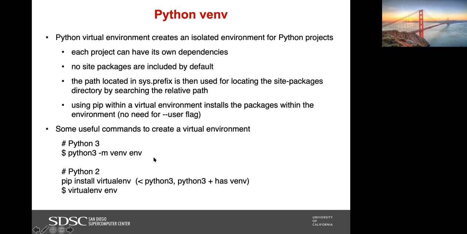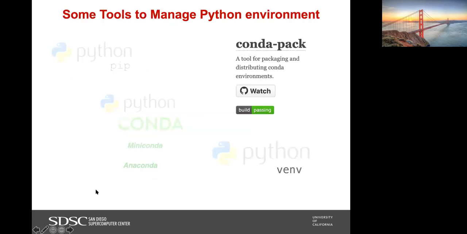Here are some of the commands to create a virtual environment. For Python 3, you can just say python3 -m venv env. Here, env is the name of the virtual environment I'm creating. And for Python 2, where venv is not present, you can first install virtualenv, and after that, you can run virtualenv.